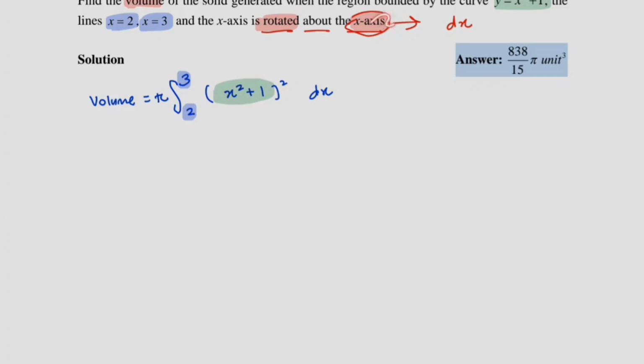So make sure when you are integrating with respect to x, or revolving about the x-axis, the limits must also be in terms of x, where we start off with the smallest value and then the larger value. And then whatever function here should be in terms of x. So y as the title, and then everything is in terms of x. And you square it. So this square means it's not x squared and then 1 squared, but it means x squared plus 1 times x squared plus 1. So you have to expand it.